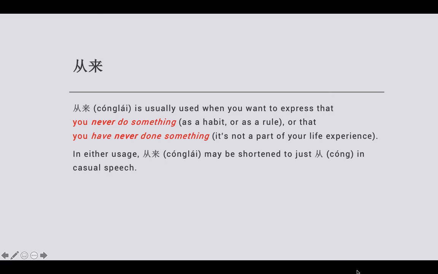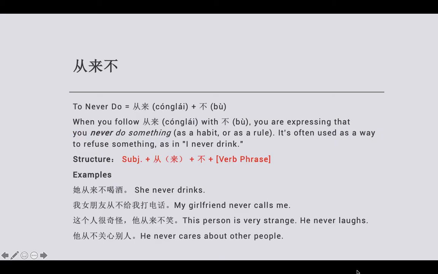Okay? And the next one, 从来. 从来 is usually used when you want to express that you never do something as a habit or as a rule, or that you have never done something. It's not a part of your life experience. In either usage, 从来 may be shortened to just 从 in casual speech. For example, if you want to say I never drink, I never smoke, it's 从来不.